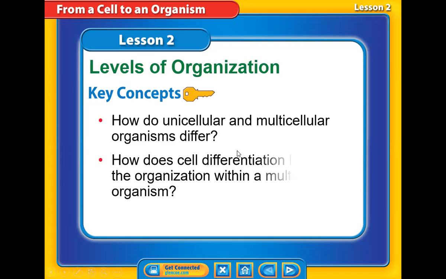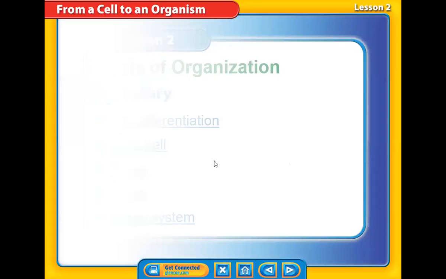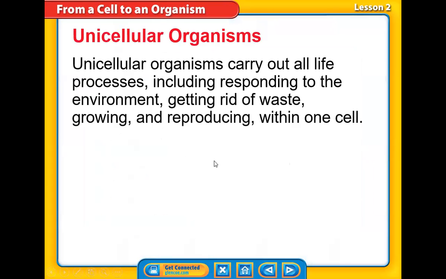So here, the new vocabulary which we're going to learn: a new term, cell differentiation, or another term we sometimes call cell specialization. They have the same meaning. Also stem cells, tissue, organ, system. So here let's start from the beginning. We said unicellular organisms.